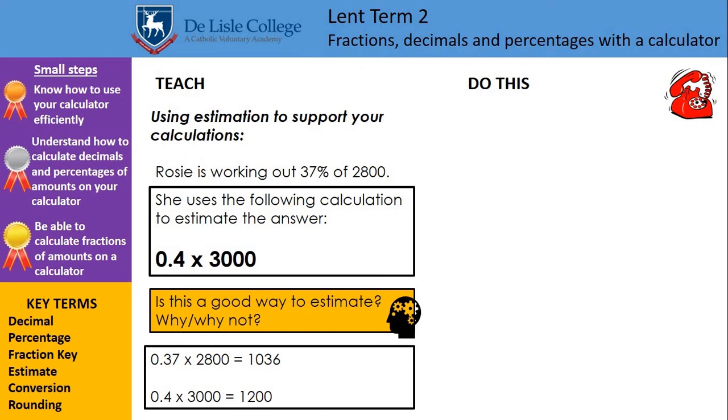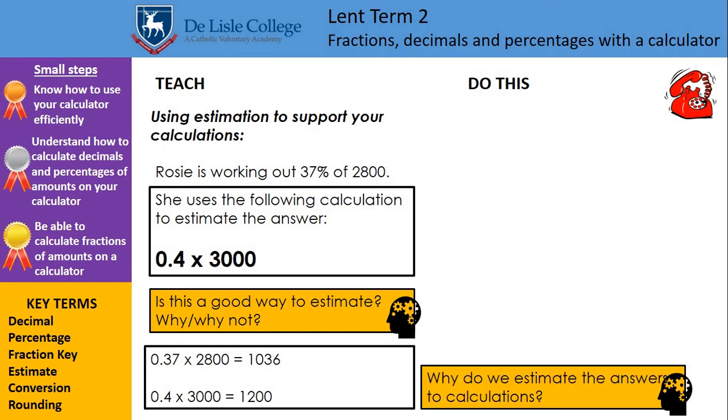So in this instance we've rounded both the 37%, which has been written as a decimal, up to 0.4, which is effectively 40%, and we've rounded the 2,800 up to 3,000. That would give us an answer of 1,200. Now, because I've rounded both up, I know that's going to be an overestimate to my answer, and when we actually work out the correct answer using our calculator, we get the answer of 1,036.